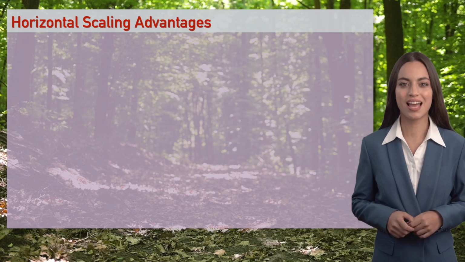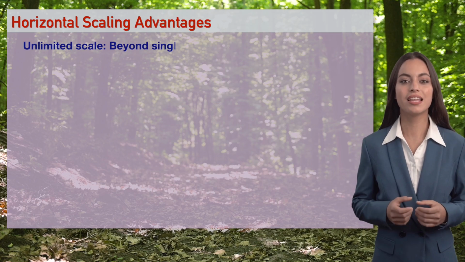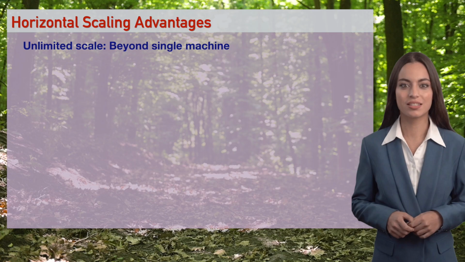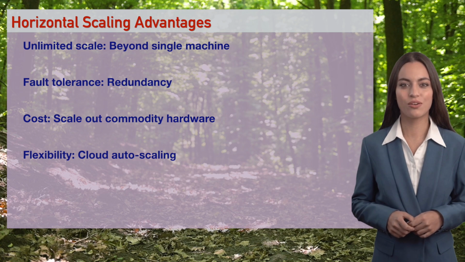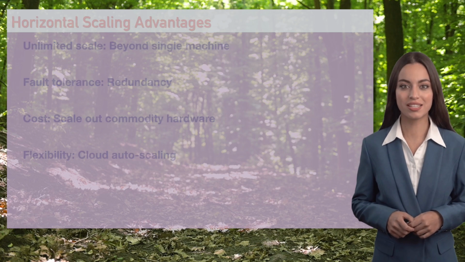Advantages of horizontal scaling. Offers theoretically unlimited scale by adding machines, surpassing vertical limits. Enhances fault tolerance with redundancy. If one fails, others continue. Cost-effective using cheap commodity hardware. Provides flexibility in clouds with auto-scaling based on metrics.